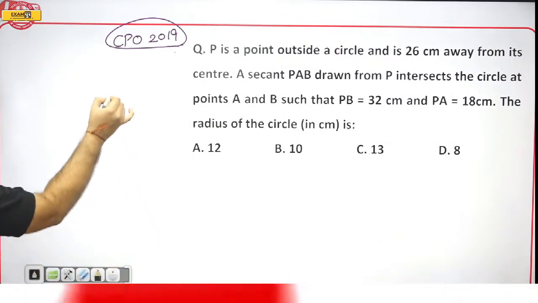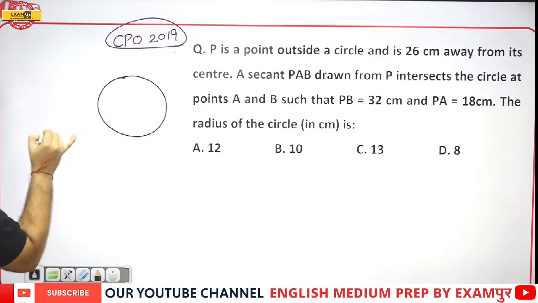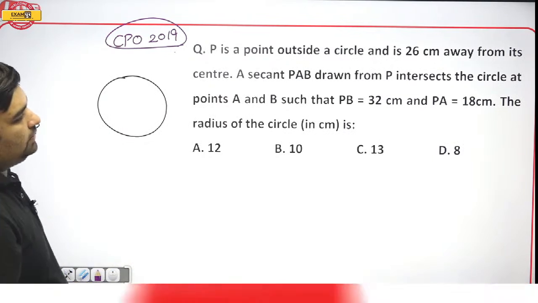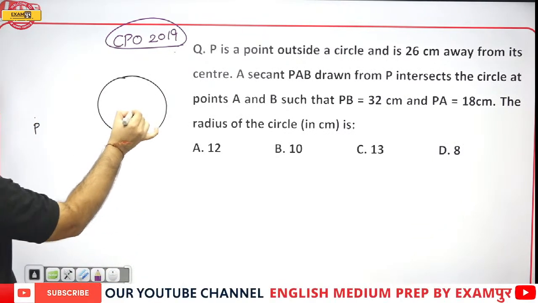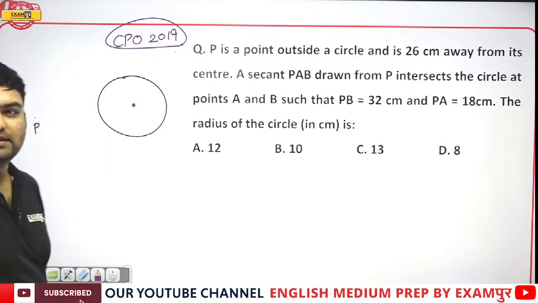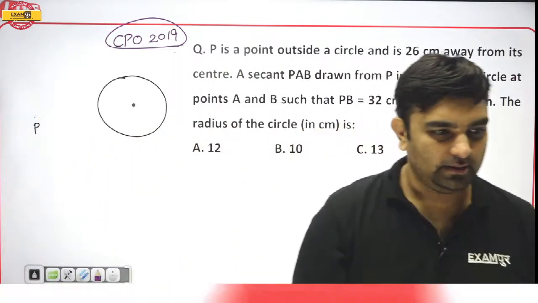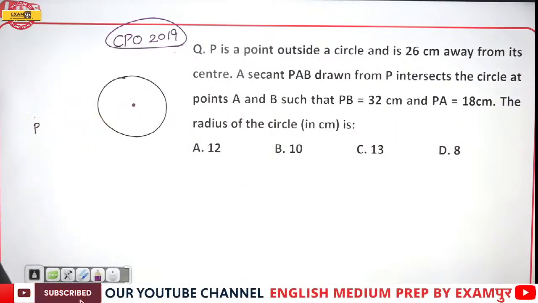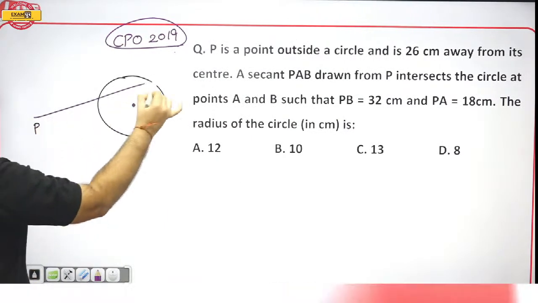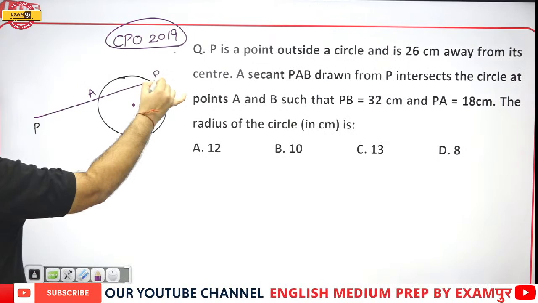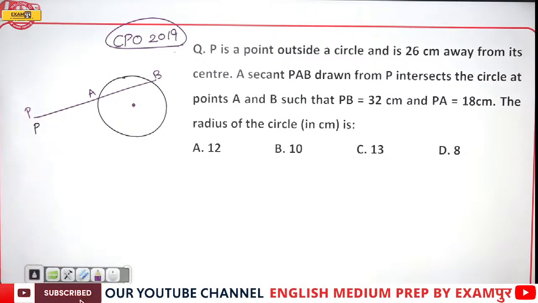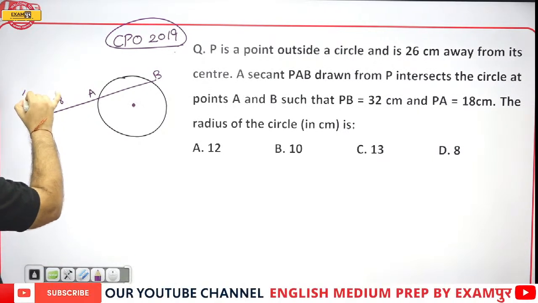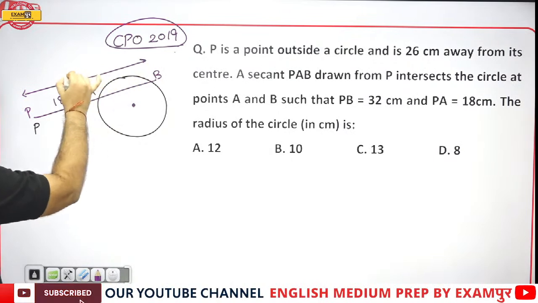P is a point outside the circle. P is 26 meter away from the center. Now, a secant PAB is drawn, which intersects the circle at two distinct points, such that PA is 18 and PB is 32.